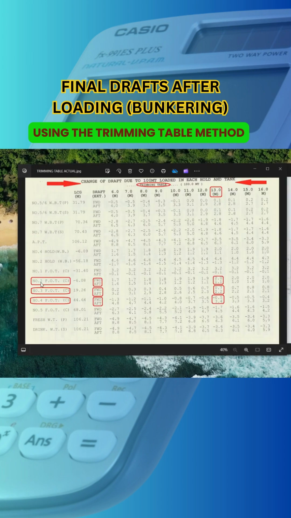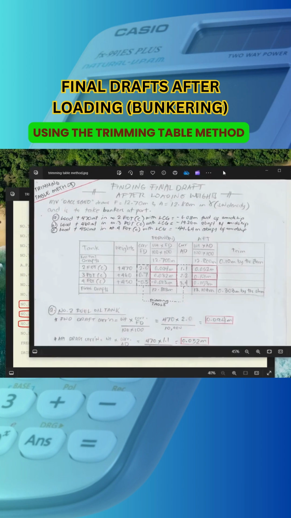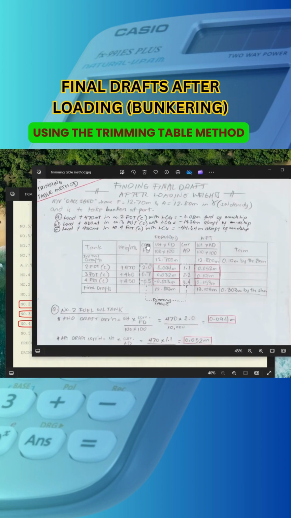Okay, this is the number 2 fuel oil tank for the draft of 12.8, almost 13. This is the trimming table. Number 2 fuel oil tank, forward is 2.0. For aft, it's 1.1. Okay, let's go back to the problem again. So I've put for the forward 2.0, for the aft 1.1.